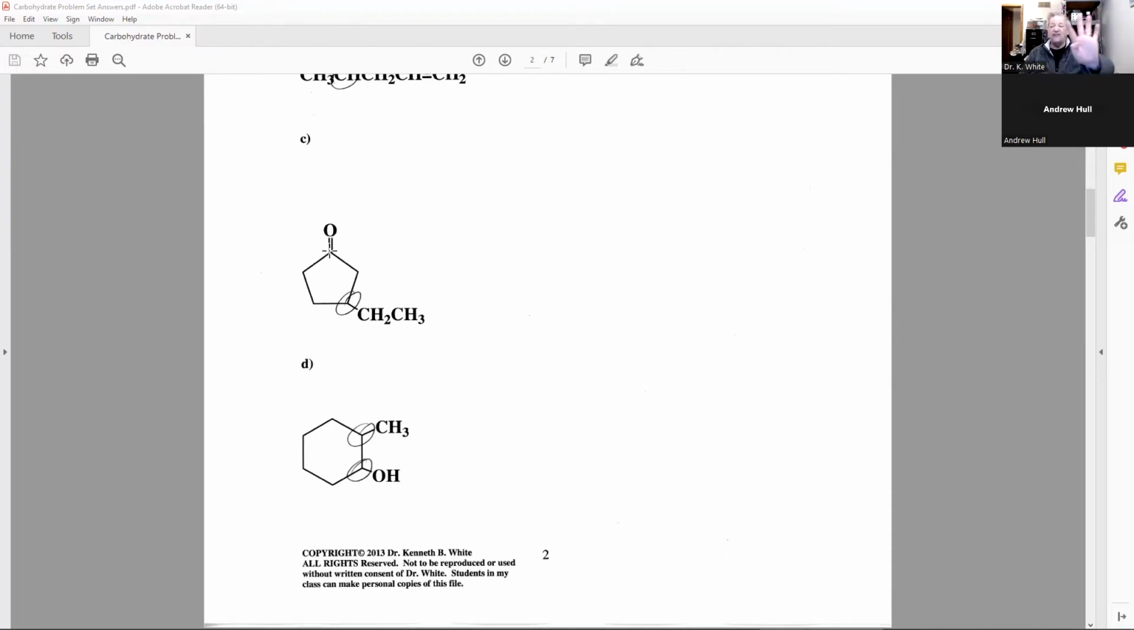Remember, there are 4 bonds to carbon. So this carbon has 2 hydrogens. This one has 2. This one has 2. So it's out. This carbon on the ethyl group has 2 hydrogens, and here 3 on the end carbon of the ethyl group. So these are out. And the only carbon left is this one, hydrogen, ethyl group.